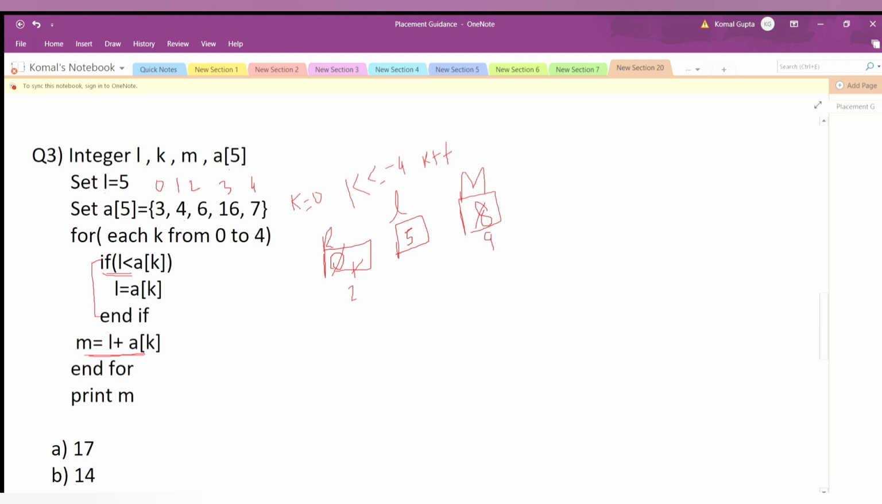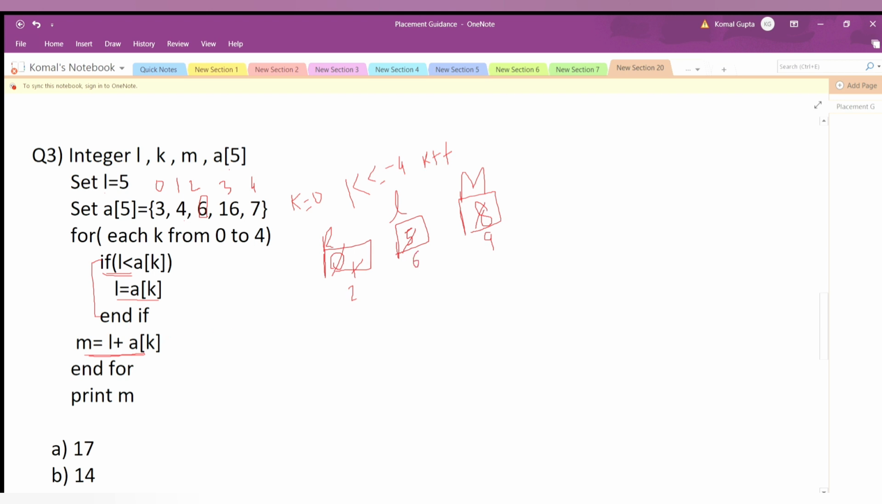We will check the if condition. If 5 is less than a of k, means the value of k is 2. So the a of 2 is 6 now. Is 5 less than 6? Yes. This if condition is satisfied. So now we will change the value of L by a of k. So a of k means we will change the value of L by 6. So we will replace this 5 by 6. The value of L has been changed now.